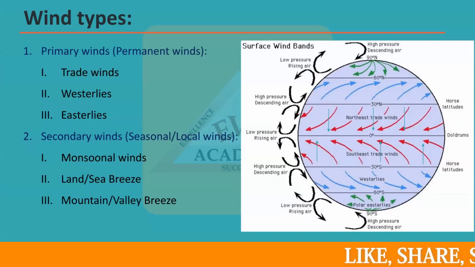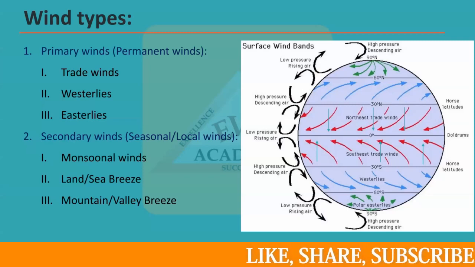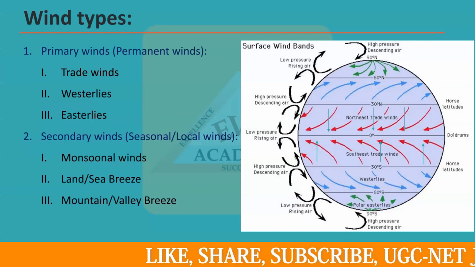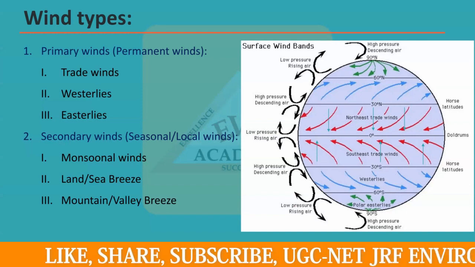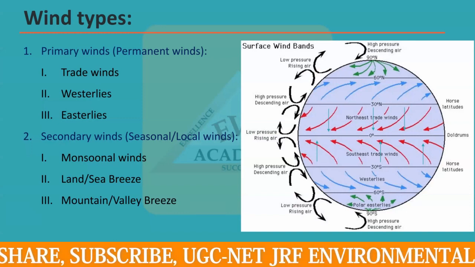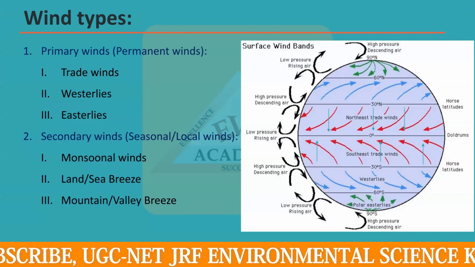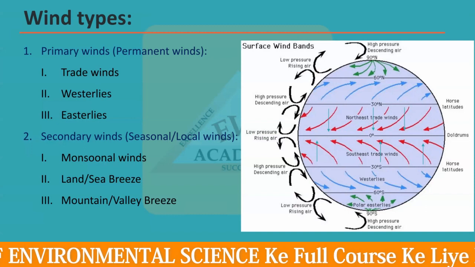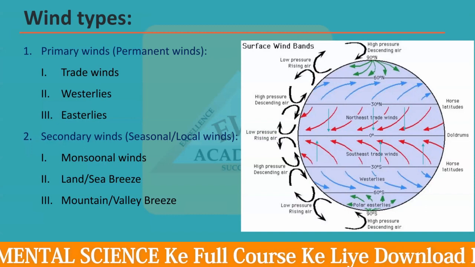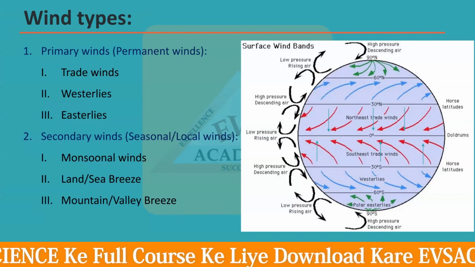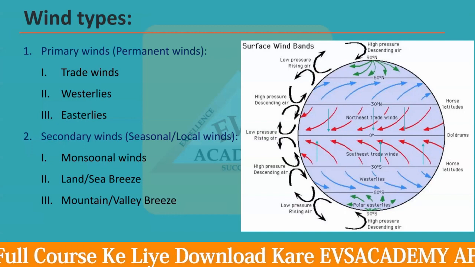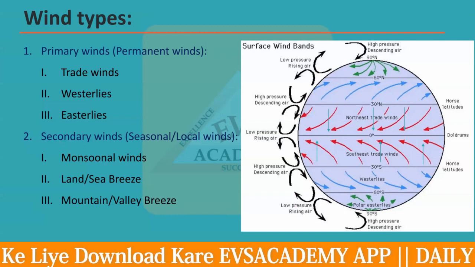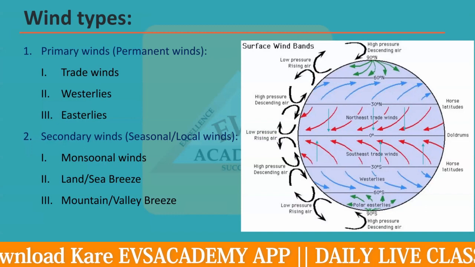Welcome again, everyone, to the class of the CBS Academy, and we are continuing to cover Unit 1, the fundamentals of environmental science. In the last few classes, we already covered the lithosphere, the hydrosphere, and the atmosphere. Currently, we are studying the meteorological factors.